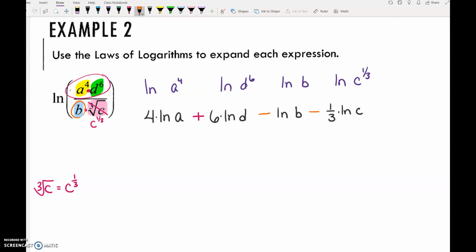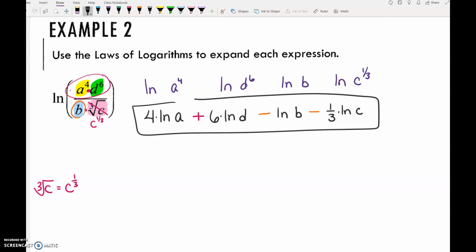If you wanted to, you could have done minus and then parentheses, and then it would have been plus. But I think it's just easier. If it's on the top, connect them with plus. If they're on the bottom, those logs need to have minus in front. So this would be our final answer for expanding that log.